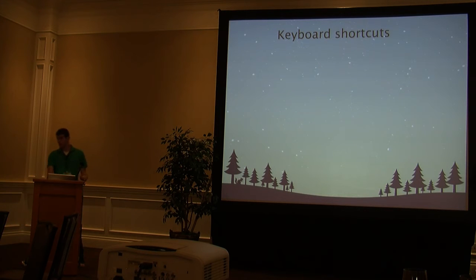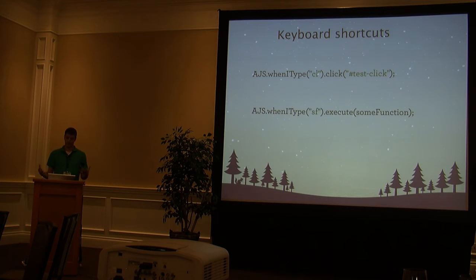Keyboard shortcuts is a really cool one that we've just put into AUI recently. This is if, when a user's on a page, let's say anytime they type CL, you want to trigger some event. So AJS.when I type CL, test click. And I really like this one because I don't even have to explain it to you. You know exactly what it does just by looking at it. Same thing, when I type SF, you execute some function.